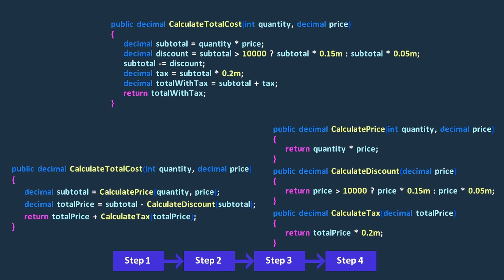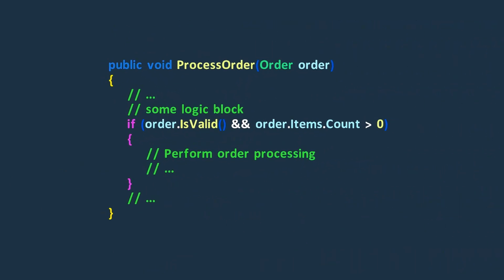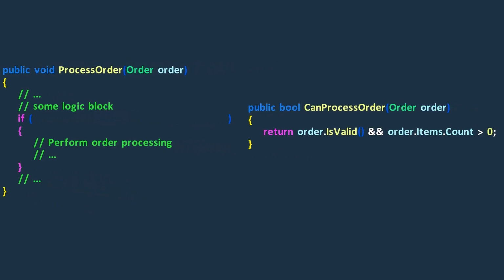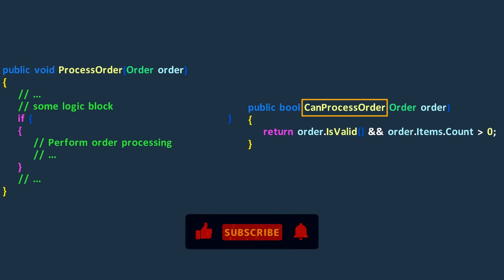Let's look at another example. In this case, the code inside the if statement determines if an order can be processed. To make our code reusable and easier to understand, we can extract it into a separate method. As a second step, we cut this code and create a new method for it. Since this code checks if the order can be processed, we give the method a descriptive name.